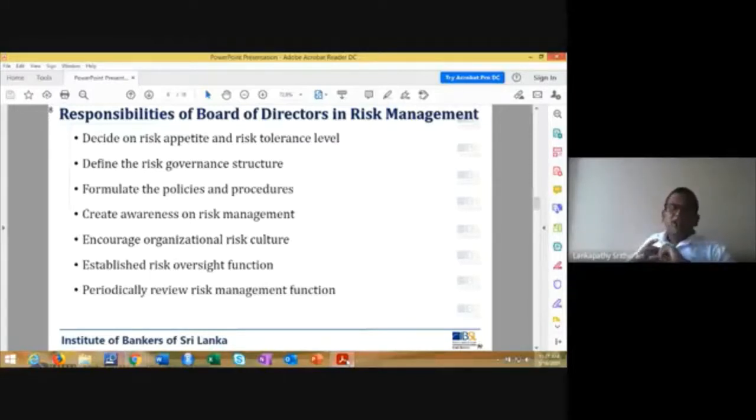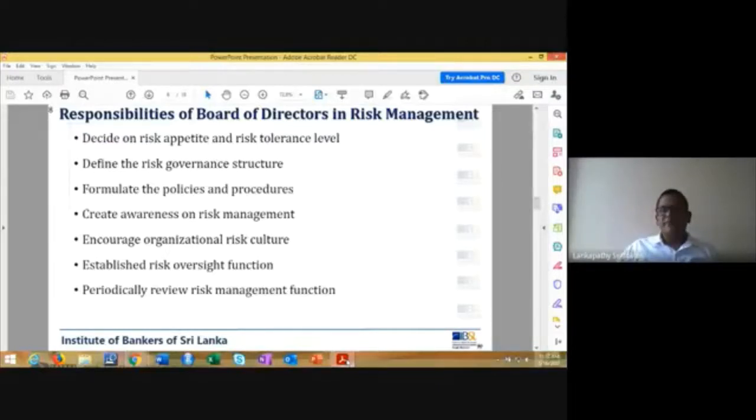And periodically review the risk management functions, because once they have introduced a risk management function, they can't continue that forever, because there are changes in the environment or business models. So based on the changes, they have to change the risk management functions as well. So from time to time, periodically, they have to review the risk management functions.